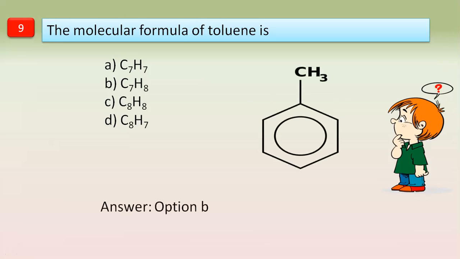See, C6H5CH3, this is the toluene structure. There are 6 carbon atoms in the ring and one more, therefore 7 carbons in both options A and B. Let's count the hydrogen: 1, 2, 3, 4, 5, and these 3 make 6, 7, 8, so it contains 8 hydrogen. Therefore the correct molecular formula of toluene is C7H8, and option B is correct.